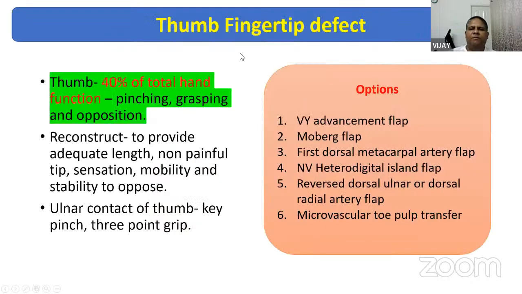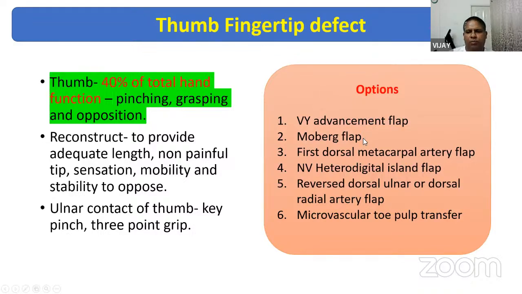With respect to the thumb fingertip defect, the question asks what is the percentage of the total function the thumb gives. 40% of the total hand function is given by the thumb for pinching, grasping, and opposition. Here, the reconstruction has to be done to provide an adequate length, non-painful tip, good sensation, mobility, and stability to oppose. Ulnar contact of the thumb or the key pinch and the 3-point grip is very important. And the various options which can be used are again a VY advancement.